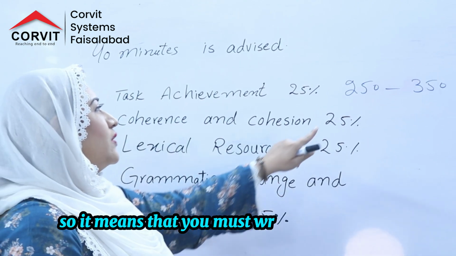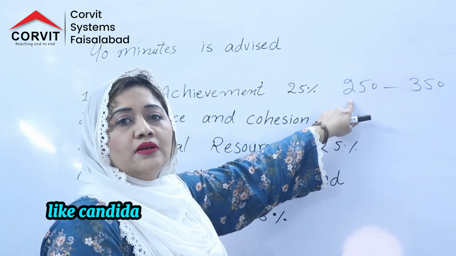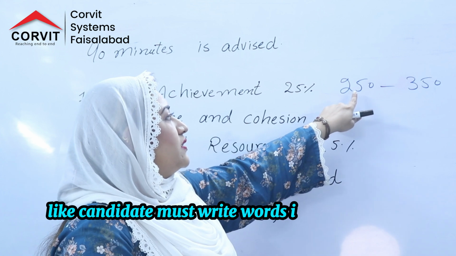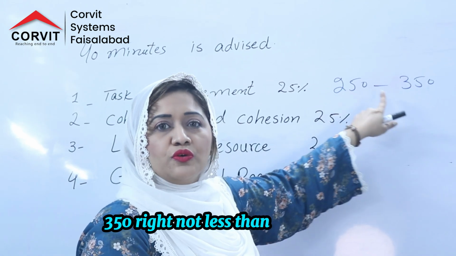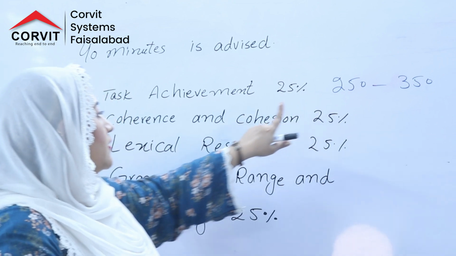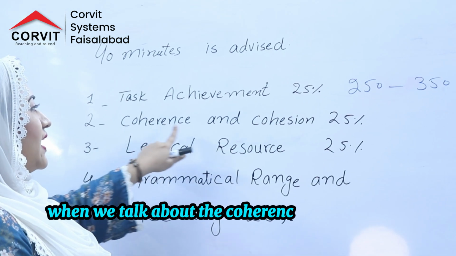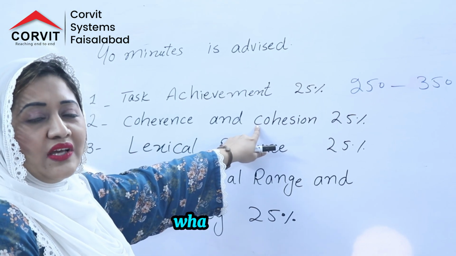that you must write down in between. Like, the candidate must write words in between 250 to 350, right? Not less than 250 words. When we talk about the coherence and cohesion devices, what are these?